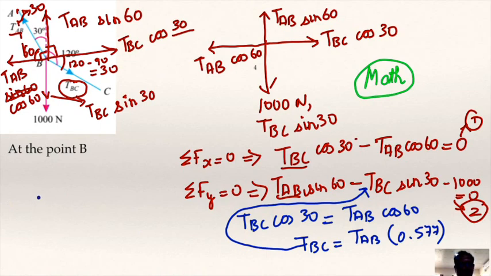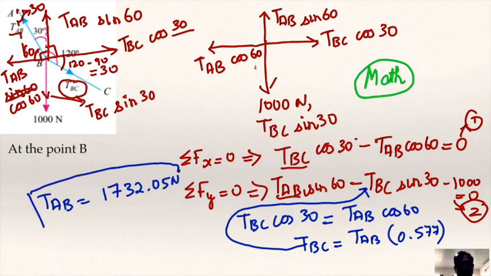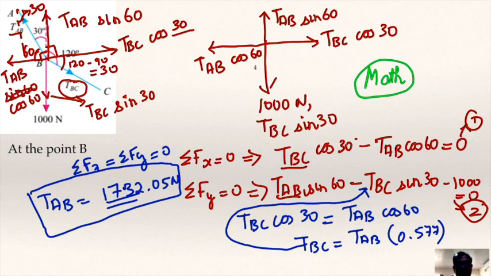So if you're going to solve it, you're going to get the answer of TAB as 1732.05 Newton. This is the answer that we'll be getting when you're considering sigma fx is equal to sigma fy is equal to 0, which basically means we are trying to go for the equilibrium condition. So this is the answer that you're getting when you're considering that equilibrium forces are present, right?